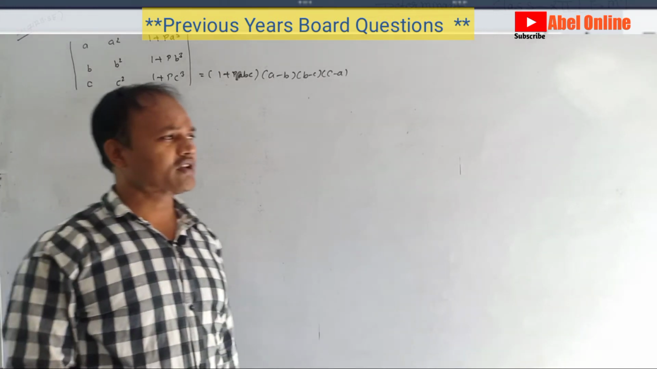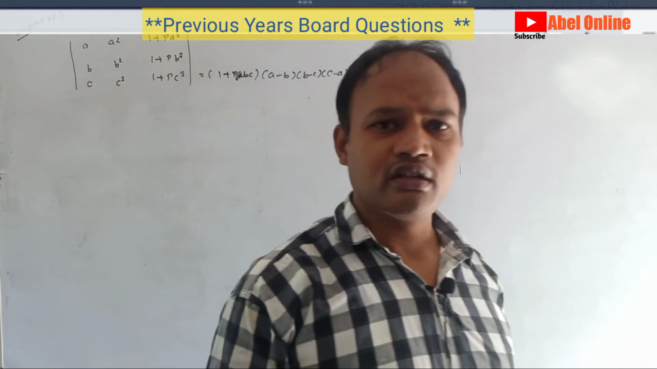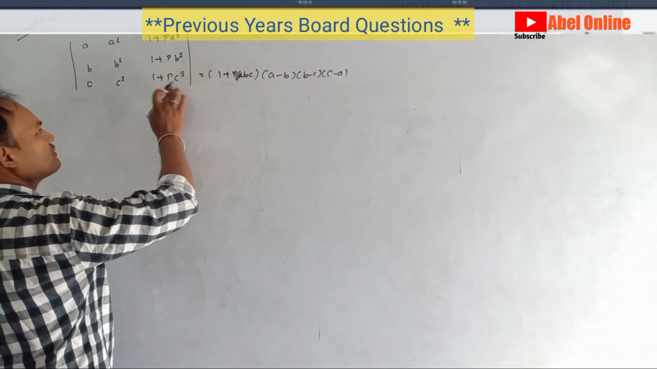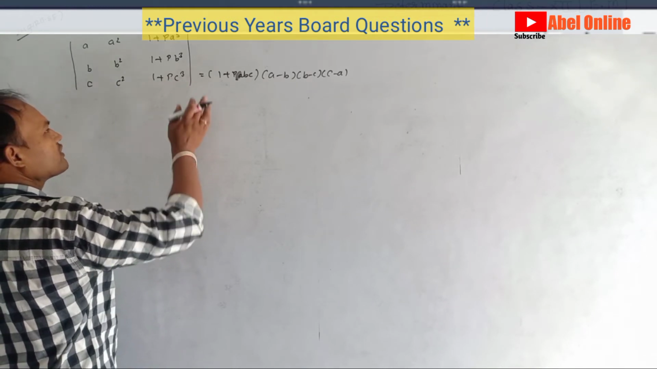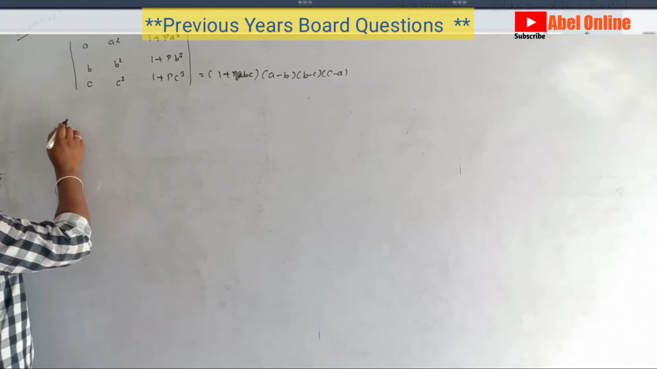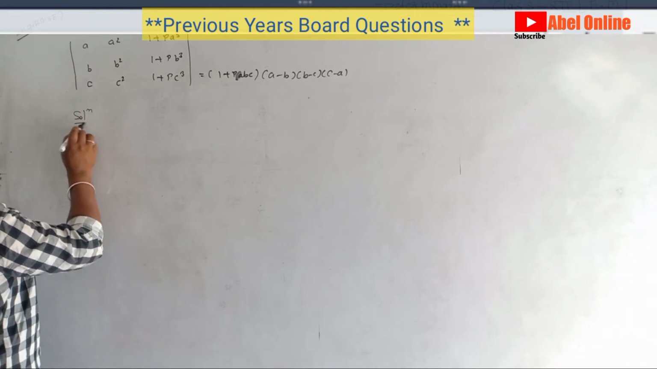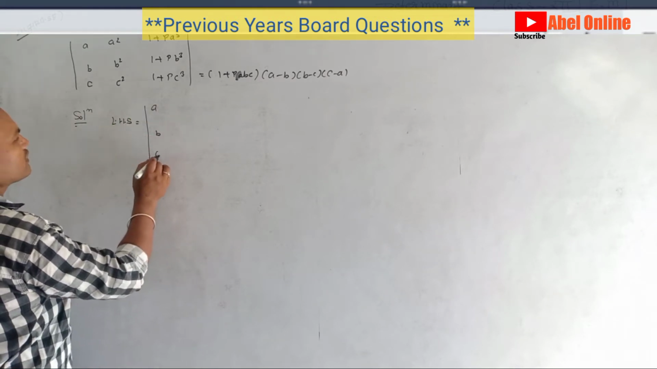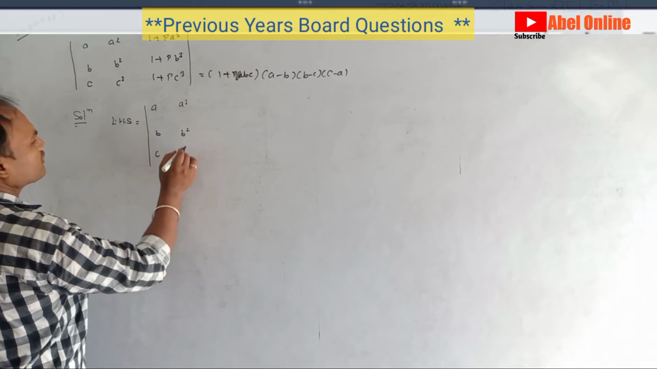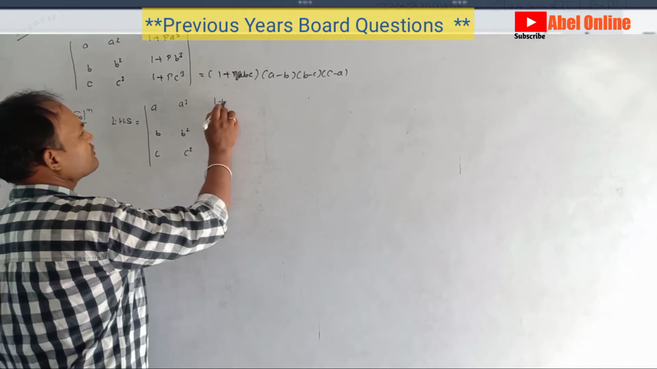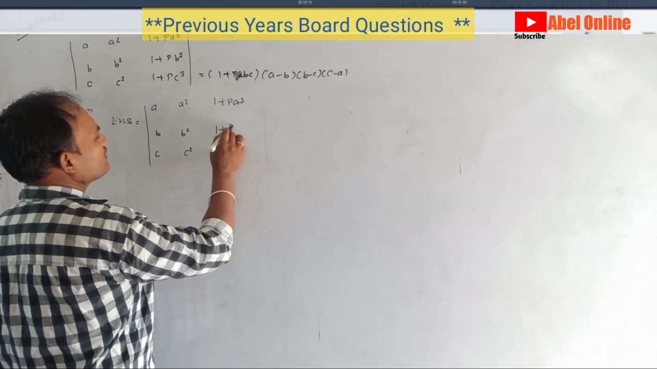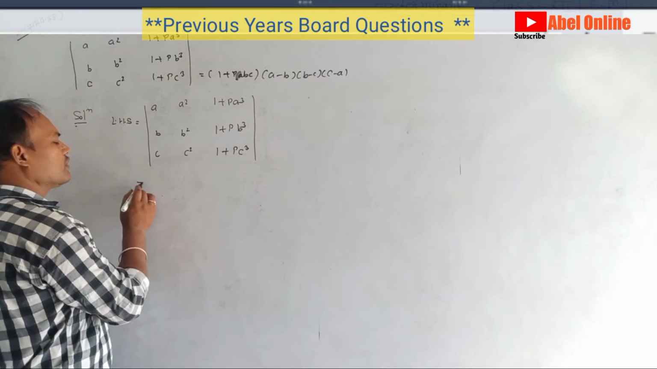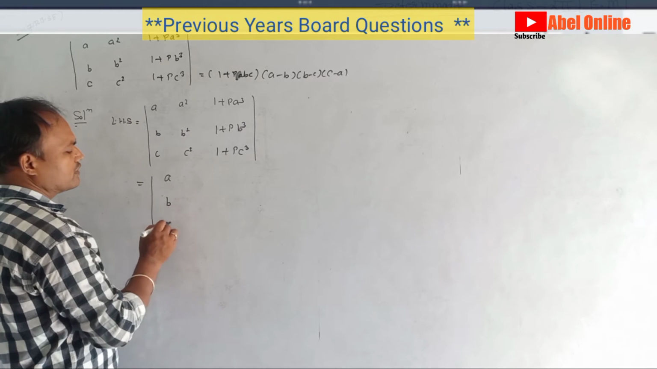We know that when we talk about the properties of determinants, there is one property: if any row or column is added by two elements, then we can separate them. So how can we separate them? Just look here. We are going to solve the LHS. What is the LHS part? LHS is a, b, c; a square, b square, c square; 1 plus p a cube, 1 plus p b cube, 1 plus p c cube. Now I am going to separate them.